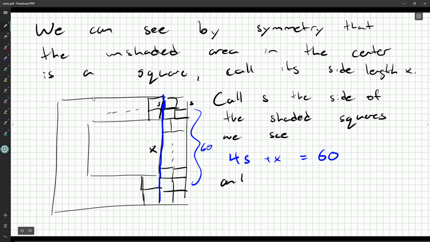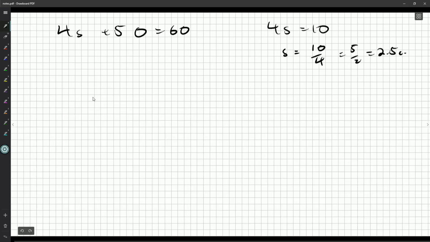Okay. And we are told the unshaded area is 2,500, and that should be, well, it's an X by X square. I already mentioned it's a square up here. So X is 50 centimeters, and if I plug that into the previous expression, 4S plus 50 is 60, so 4S is equal to 10. S is 10 over 4. 10 over 2 is 5, so this is 5 over 2, or 2.5 centimeters. Okay, but again, we're not looking for the shaded square side length.